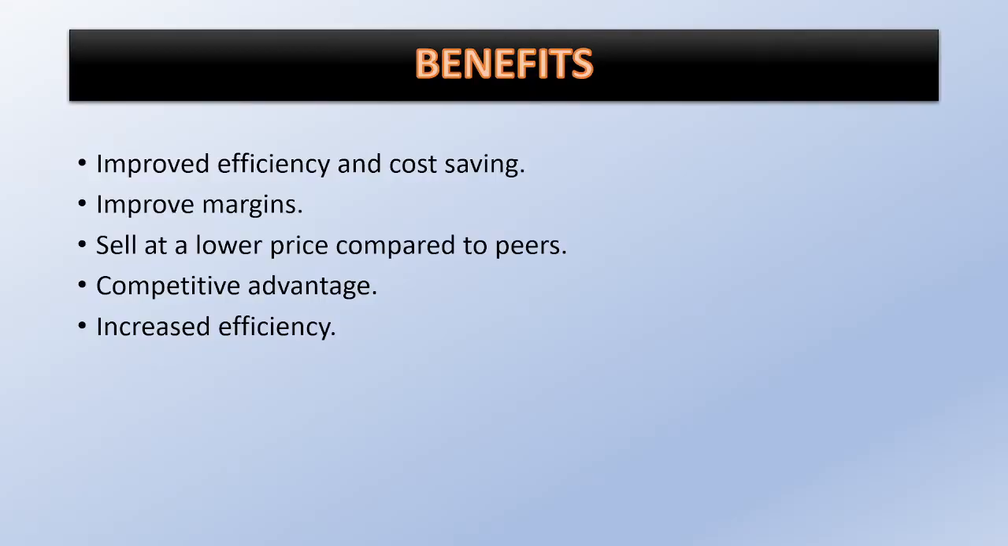Let's see some benefits of both forward and backward integration. It leads to improved efficiency and cost saving, because the supply chain comes under one company, which leads to improved margins, as we saw in the example. Let's focus on the third point: sell at a lower price compared to its peers.